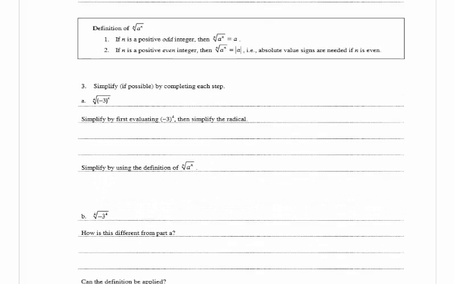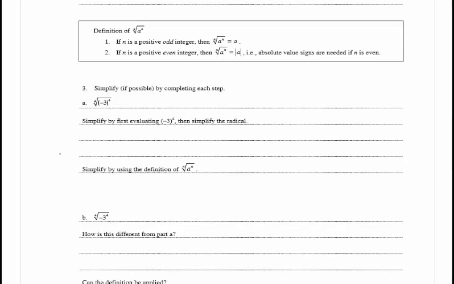Now we have the definition of the nth root of a to the n. If n is a positive odd integer, then the nth root of a to the n is equal to a. If n is a positive even integer, then the nth root of a to the n is equal to the absolute value of a. In 3, it says simplify, if possible, by completing each step.